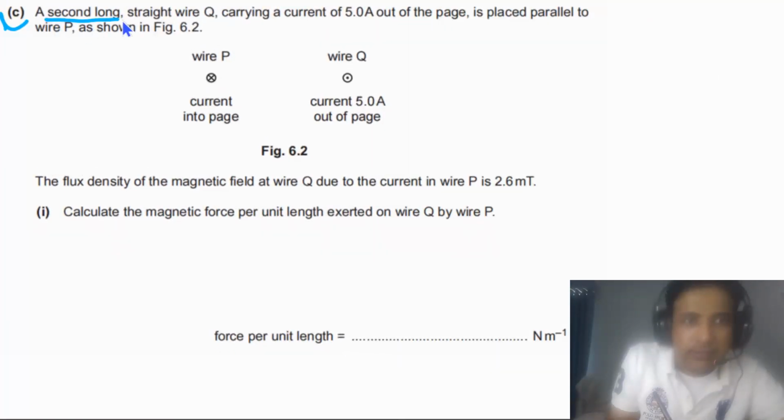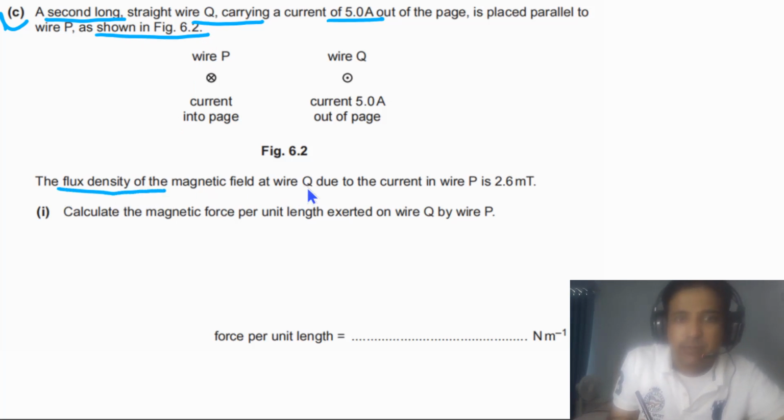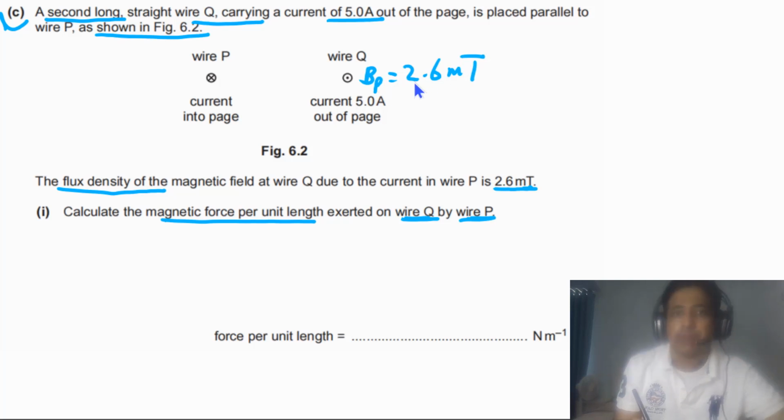Part C says a second long straight wire Q carrying current of 5.0 amps out of the page is placed parallel to wire P as shown in figure 6.2. The flux density of the magnetic field at wire Q due to current in wire P is 2.6 millitesla. Calculate the magnetic force per unit length exerted on wire Q by wire P. It is given to us that the magnetic field due to wire P near Q, we can simply say B_P, is equal to 2.6 millitesla.